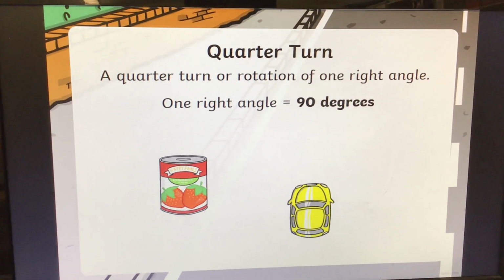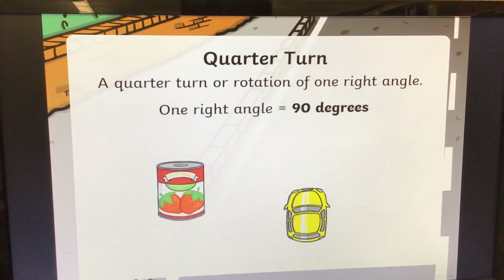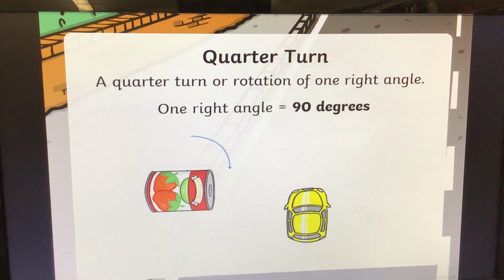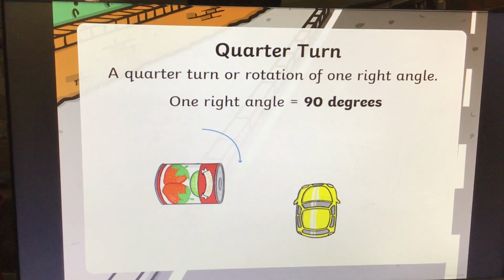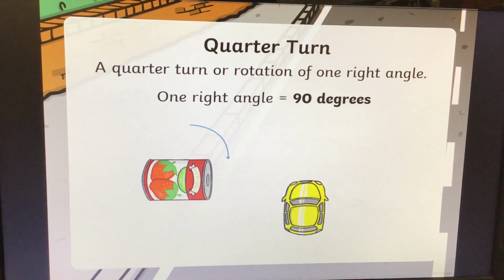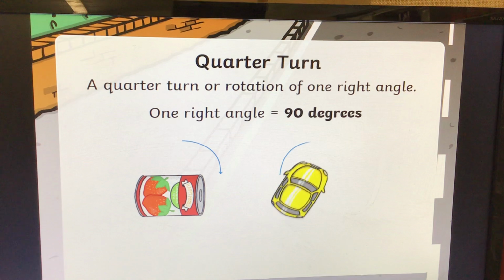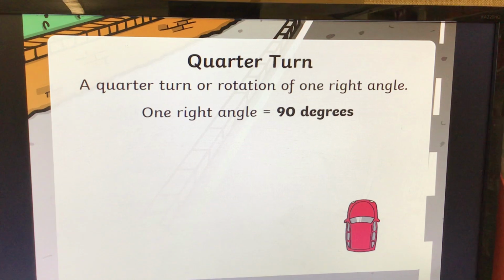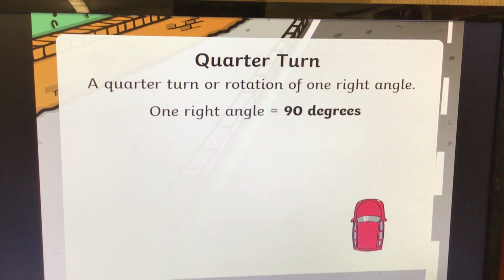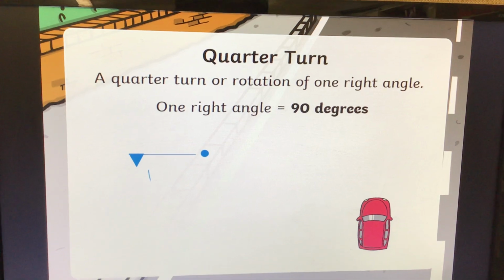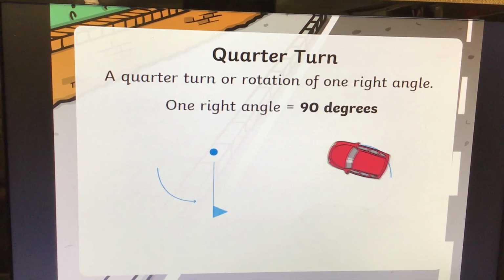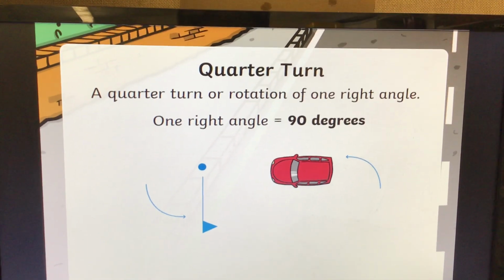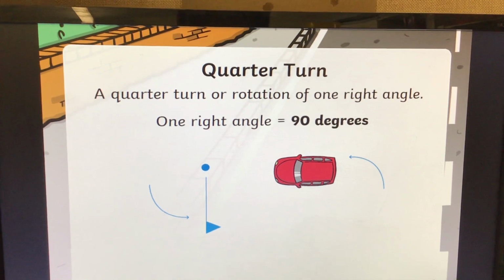Let's have a look at these shapes, because this is what you're going to be doing today. You're going to be rotating shapes. That's gone 90 degrees. It's turned to there, and you can see the arrow showing that quarter turn. Let's see if the car can do the same. 90 degrees, one right angle. What about this one? It's going to go that way, it's going to go that way. You are right, it's 90 degrees, but this time it's going anti-clockwise. It's going the other way.